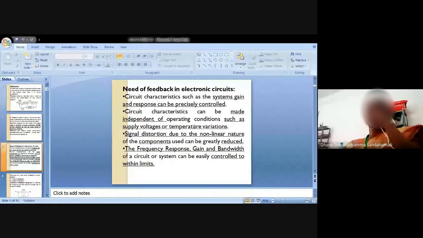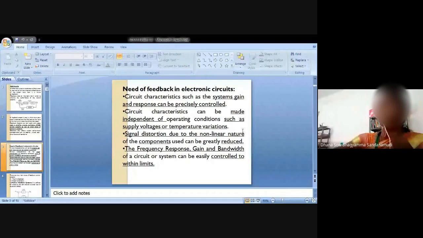Now let us see what is the need of feedback in electronics. The circuit characteristics of the system that we consider are the overall gain of the system and the response. Overall gain is the ratio of the output to the input. Response means the output of the system. The overall gain and the response of the system should be precisely controlled.